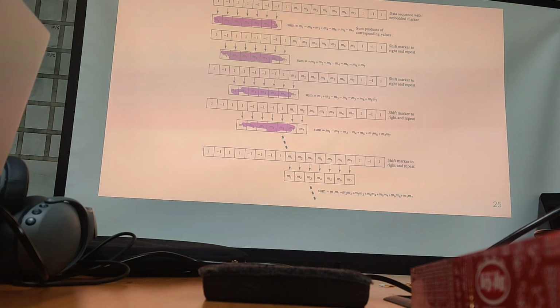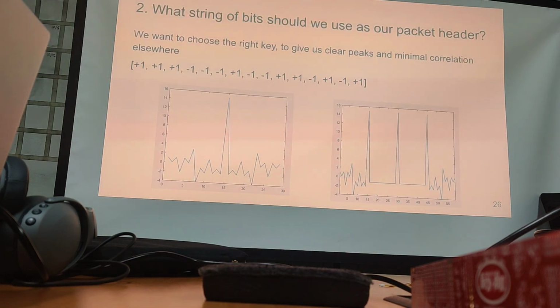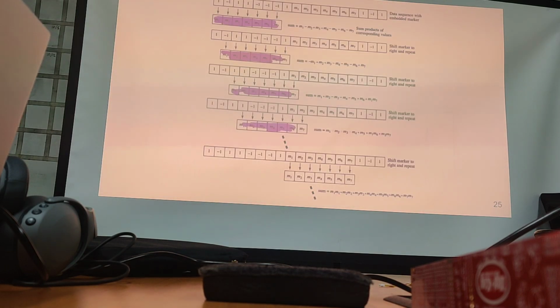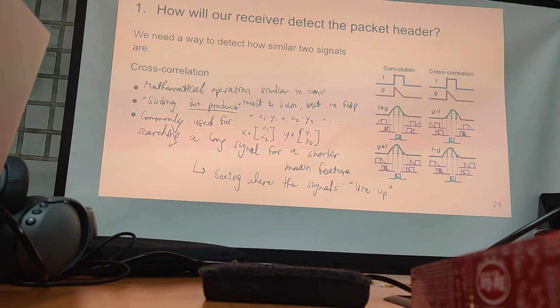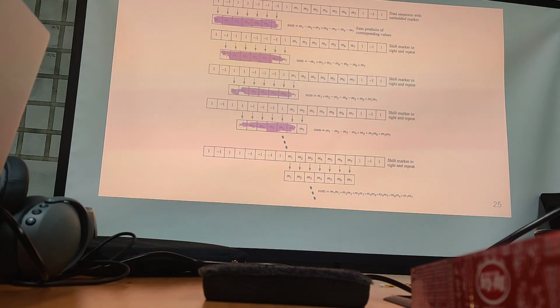I don't include the graph in here, which is my bad, but I think I have a graph for the next one. Anyway, so that's the idea of using cross-correlation. And the next question was, what string of bits should we use as our packet header? And this question is very tied to the way that the receiver detects the packet header via cross-correlation.